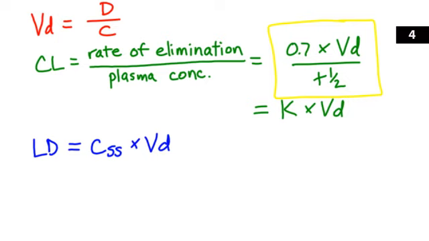And then the fourth equation is the equation for maintenance dose. Once you've got the drug up to that desired concentration, you have to keep giving a dose every day or every 8 hours or whatever it might be in order to maintain that steady state concentration. So the equation for maintenance dose is the steady state concentration times the clearance. So those are the 4 equations you definitely need to know for your test: volume of distribution, clearance, loading dose, and maintenance dose. Make sure you memorize those equations.